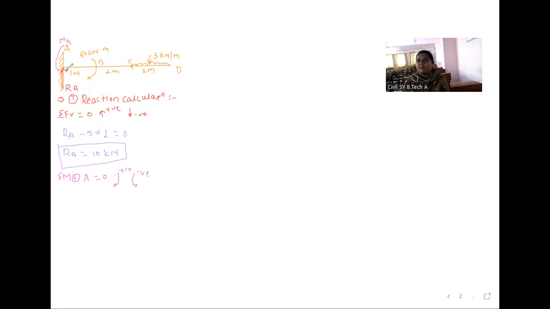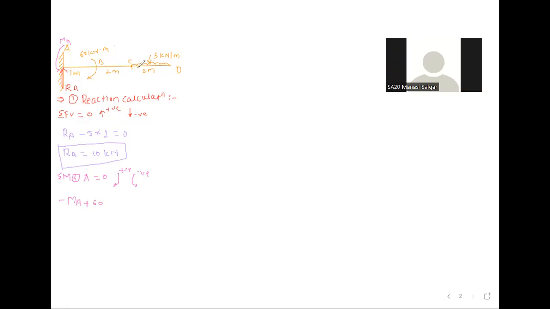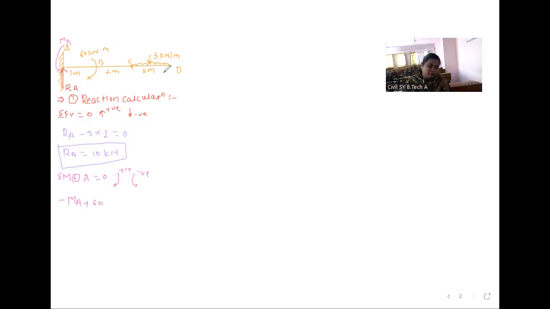Okay, so this MA is anti-clockwise, that's why minus MA. After that, you tell me this 60 kilonewton is creating clockwise or anti-clockwise movement? Clockwise. Okay, so we will consider positive. Plus 60. After that, we will move towards this uniformly distributed load. Again, this uniformly distributed load creates clockwise movement.